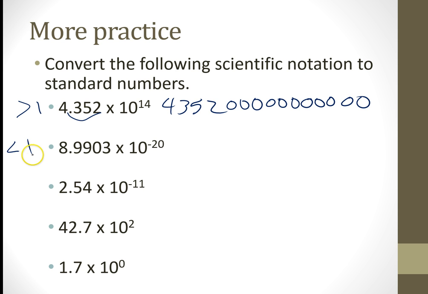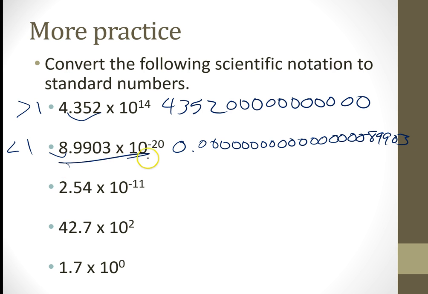This one's much less than 1. I'm going to move it 20 times, but 1 time is around the 8, so that means between the 0 and the decimal and that 8, there has to be 1, 2, 3, 4, 5, 6, 7, 8, 9, 10, 11, 12, 13, 14, 15, 16, 17, 18, 19 zeros. 8, 9, 9, 0, 3. You can see why this is preferred. It's kind of a pain in the neck.